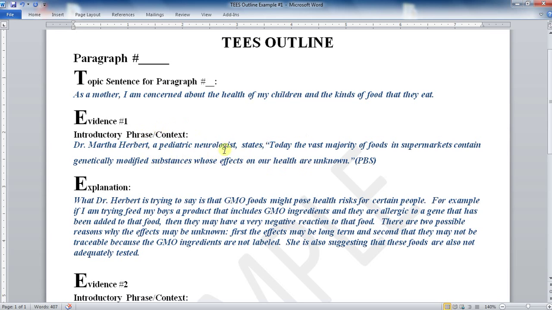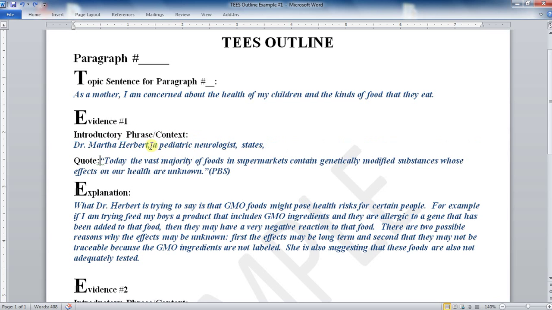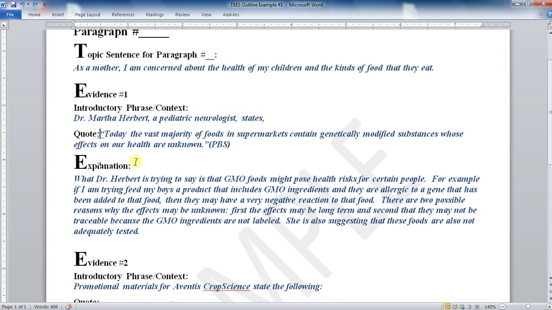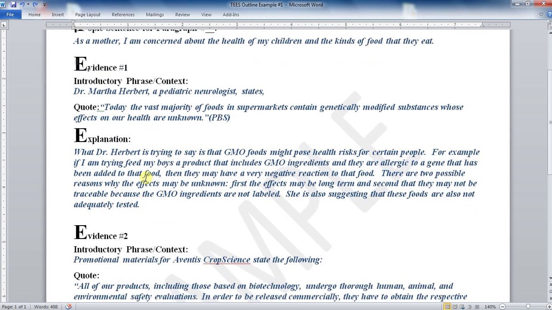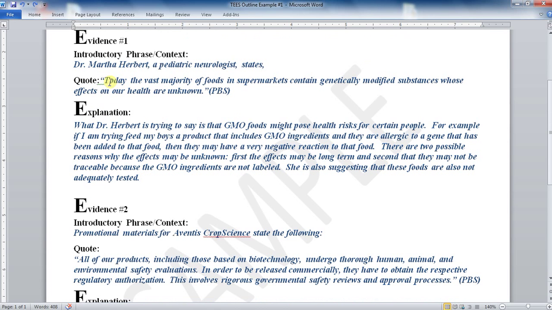What you want to do when you write your intro phrase is you want to get the intro phrase and the quote to work together as one unified and clear idea. So I've got my intro phrase, I've got my quote, my explanation. What do I want my reader to know about this quote? So this is what I say. What Dr. Herbert is trying to say is that GMO foods might pose health risks to certain people.